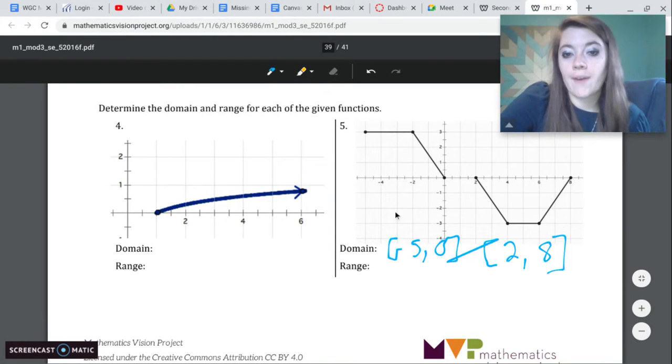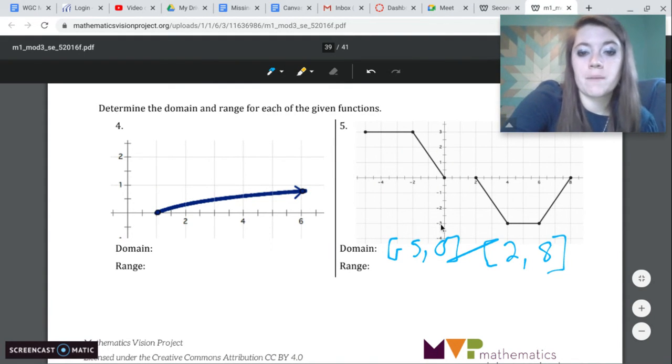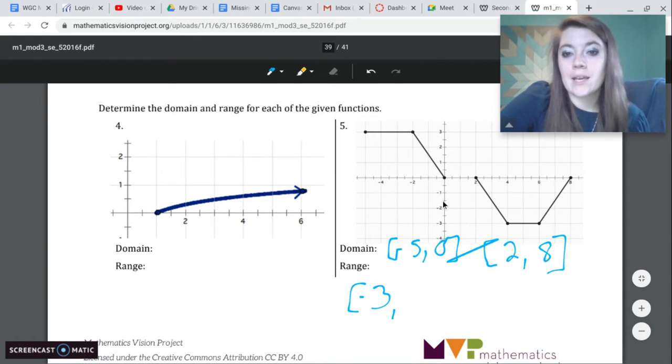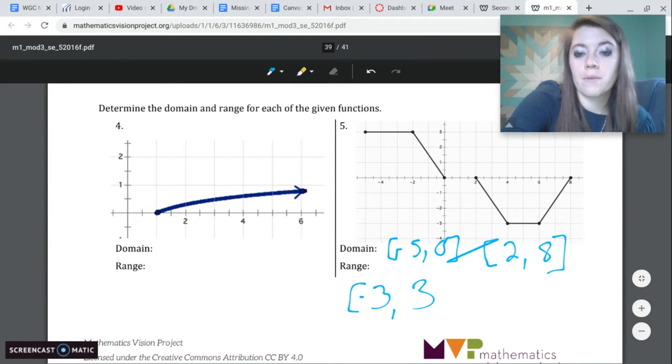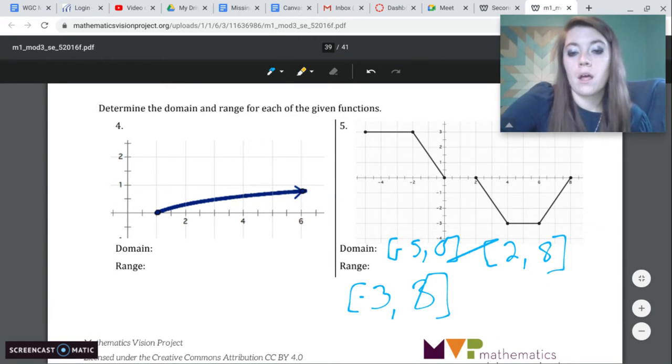Remember, it's your x values for domain. Now our range: what is the absolute lowest this entire function goes? Well, that's down here at -3. And what's the highest it goes? That'd be up here at +3. So our range is -3 to +3, okay?